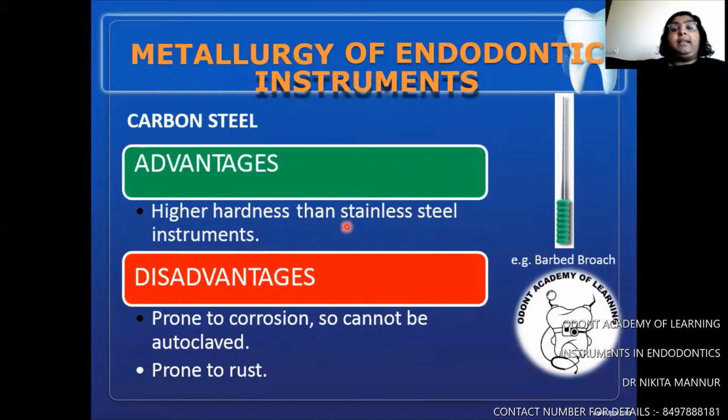Now, carbon steel. The advantage of carbon steel is that it is harder than stainless steel instruments. The only example of carbon steel that we use is the barbed broach, which is used to extirpate the pulp from the canal. It is prone to corrosion, so it cannot be autoclaved, and it is also prone to rust. Since carbon steel contains more carbon, it rusts very easily. Therefore, storage of this instrument, cleaning it and autoclaving becomes difficult, because anything that we do exposes it to water, and that leads to rust.